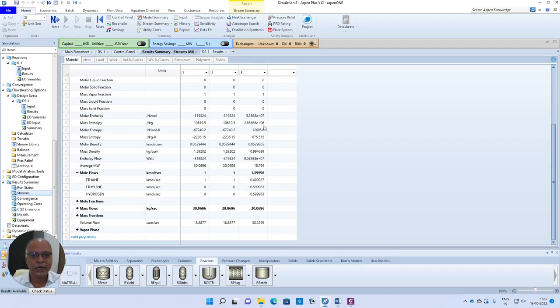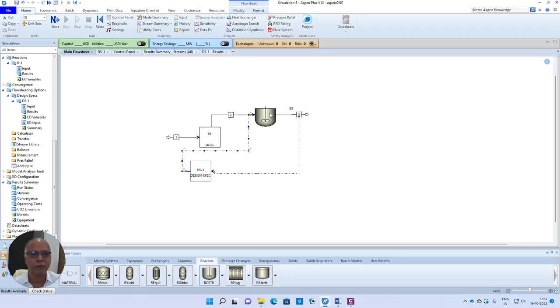Let me go back and see the stream results as well. When the design spec reaches convergence, it will be replacing the block results as well. So this is the inlet flow rate to the reactor. This is the outlet flow rate. So we got a conversion of 0.5999, right? 0.6. Apart from this, let us also see what other information would be available from the block results.